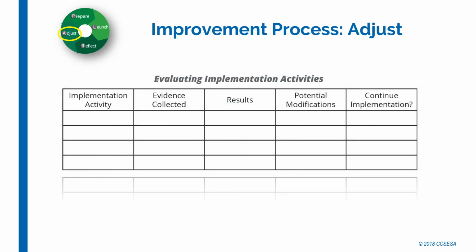Similarly to the tool provided in the launch phase, the Sample Evaluating Implementation Activities tool on this slide provides a framework for guiding and documenting discussion during the adjust phase. For each implementation activity, this tool outlines the evidence collected, results, potential modifications, and a determination of whether or not the implementation should be completed.